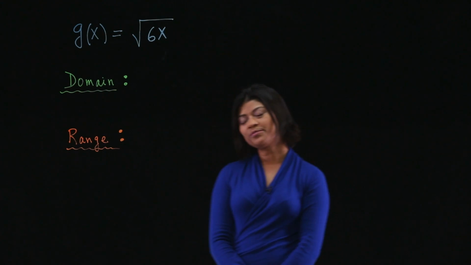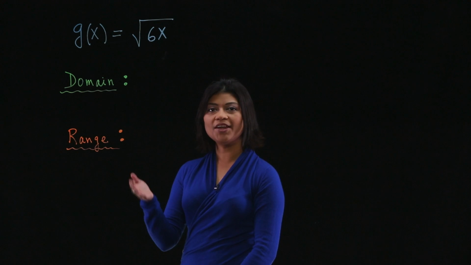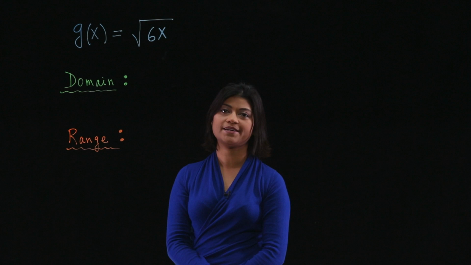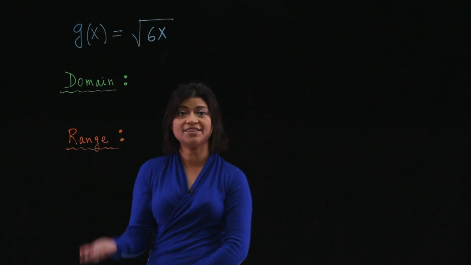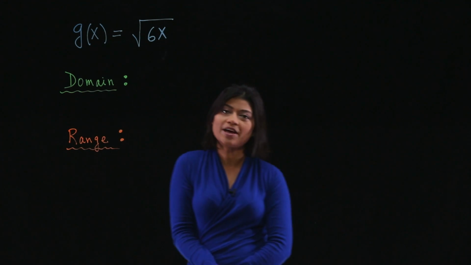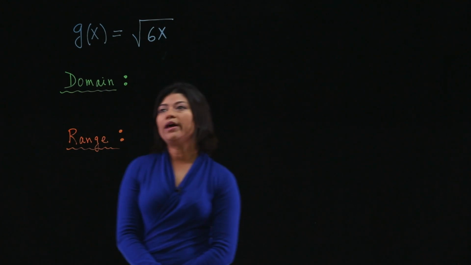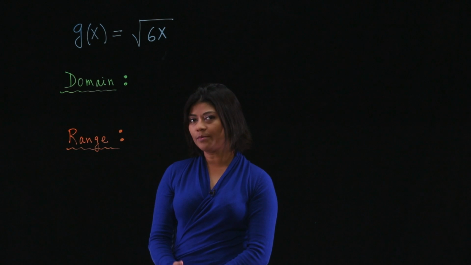Hi, I'm Papia. In this problem, we have to find the domain and range of this given function g of x is equal to square root of 6x. And you have to compute them algebraically. And then we have to use a graphing utility to see if the result is correct or not. Well, let's think about it.